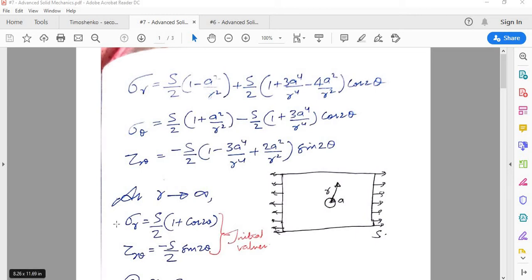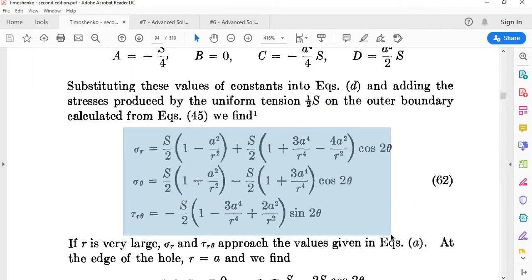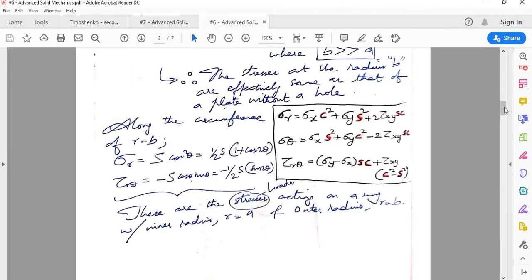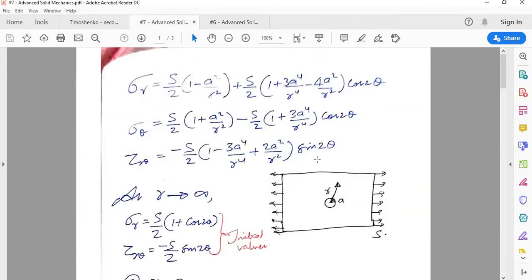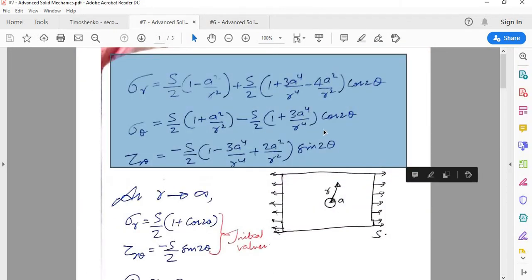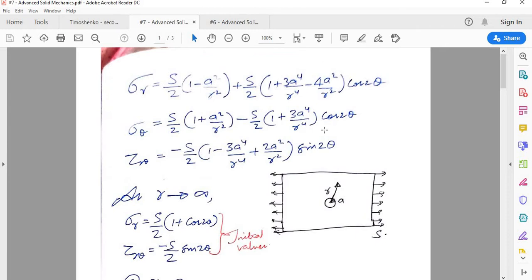Hello class. In the last video lecture, we had arrived at the expression for the stresses on a plate with a hole. So these were the expressions. This is the final expression. The same expressions I have in this particular handwritten note, and we will be discussing the interpretations of this.